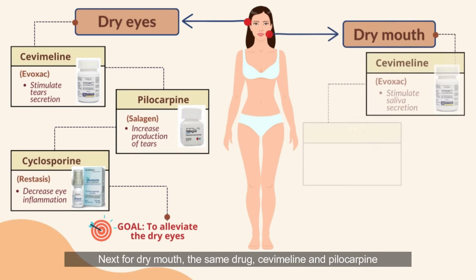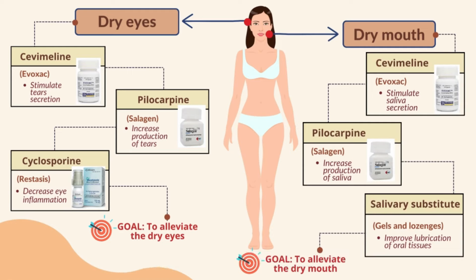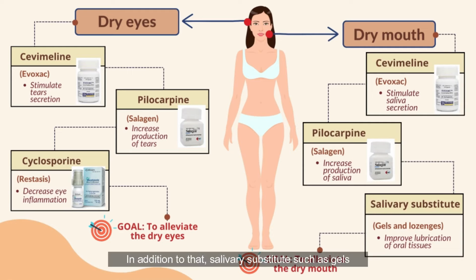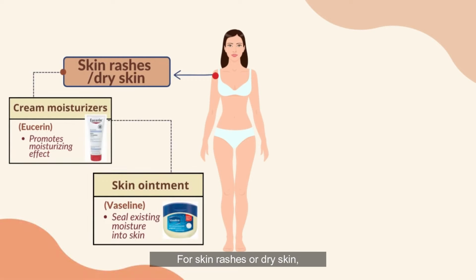Next, for dry mouth, the same drugs cevimeline and pilocarpine are used as they can stimulate saliva secretion and increase production of saliva. In addition to that, salivary substitutes such as gels and lozenges can improve lubrication of oral tissues. For skin rashes or dry skin, cream moisturizers help to promote moisturizing effect and skin ointment like Vaseline can seal existing moisture into the skin.